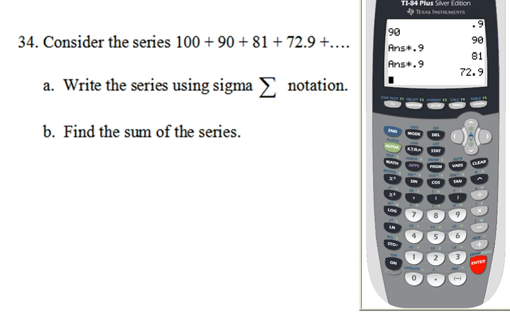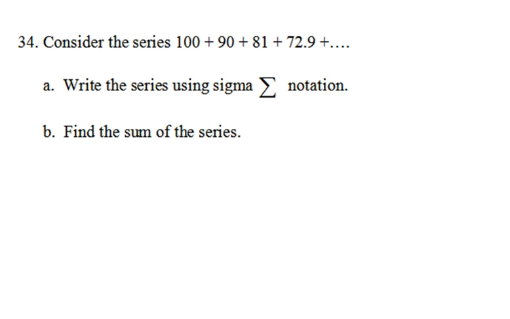So if I'm looking for an r, I can do 90 divided by 100, and I get 0.9. And now I should check that that works for the other terms. So 90 times 0.9 gives me 81. Good. And if I take 81 times 0.9, I get 72.9. So that is looking good. So we now know that this is geometric, and r equals 0.9. We also know our formula for geometric is a sub n equals a sub 1 times r to the n minus 1. So now we're ready to write it in sigma notation.